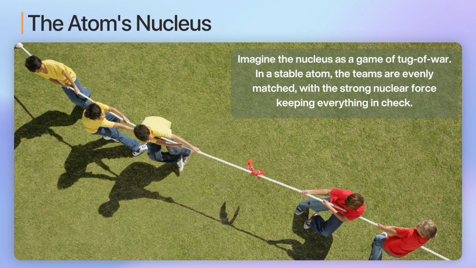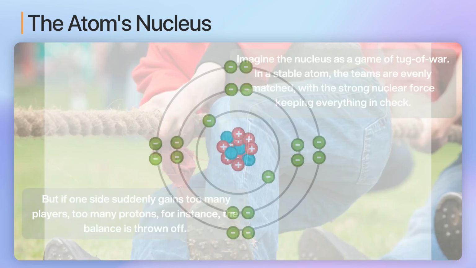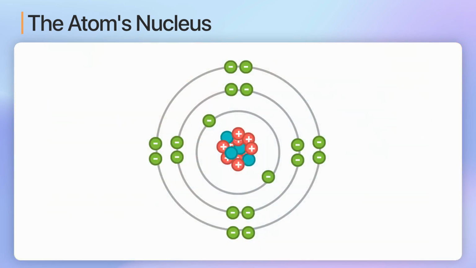Imagine the nucleus as a game of tug-of-war. In a stable atom, the teams are evenly matched, with the strong nuclear force keeping everything in check. But if one side suddenly gains too many players, too many protons for instance, the balance is thrown off. This imbalance leads to instability in the nucleus, which can cause the atom to undergo changes such as radioactive decay in an effort to regain stability.